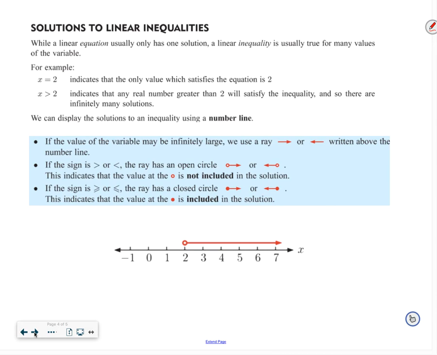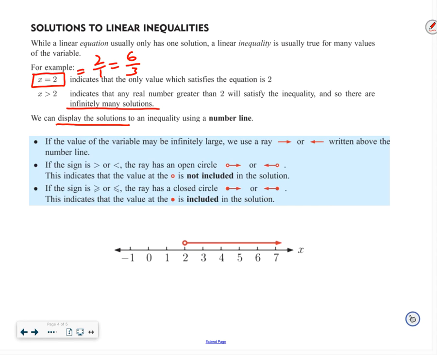Next slide: solutions to linear inequalities. The biggest idea we want to understand with linear inequalities is that there are infinitely many solutions. Unlike when we're solving equations and we say x is equal to 2, where we typically have one solution, although there are multiple ways we could write 2, like 2 over 1 or 6 over 3. But when we say x is greater than 2, there's an infinite amount of solutions. Think of all the numbers that are greater than 2. It goes on forever.